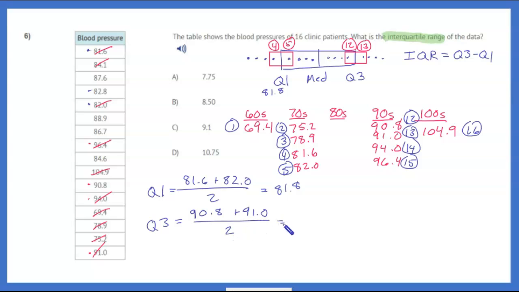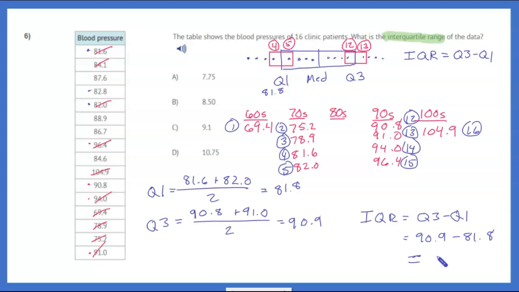Divide those by 2. So once again with my calculator, 90.8 plus 91, divide that by 2, I get 90.9. And now ultimately I'm looking for the interquartile range. So there's my last calculation. The IQR is Q3 minus Q1. So that will be 90.9 minus 81.8.